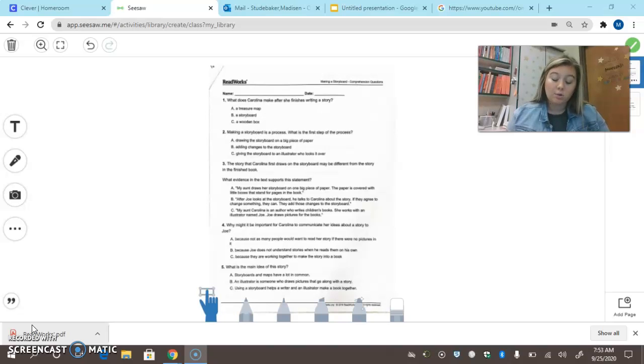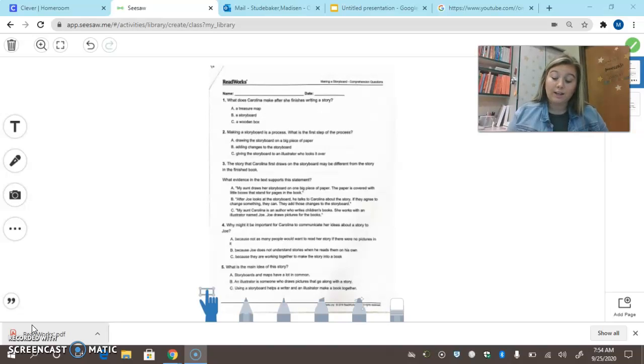My aunt draws a storyboard on one big piece of paper. The paper is covered with little boxes that stand for pages on the book. Under each box is a page number. Inside the boxes are small drawings. Each drawing shows what Carolina wants to see on that page.